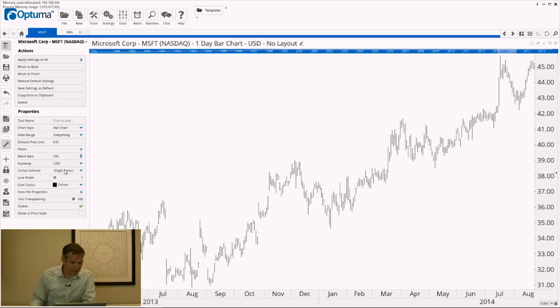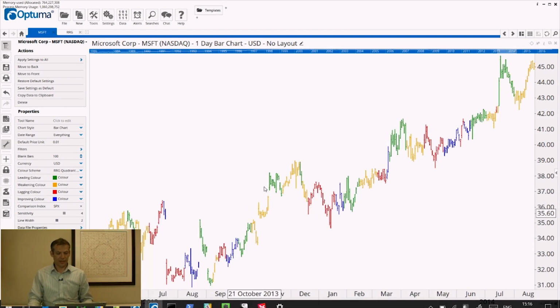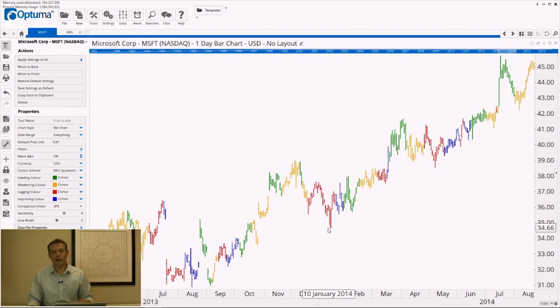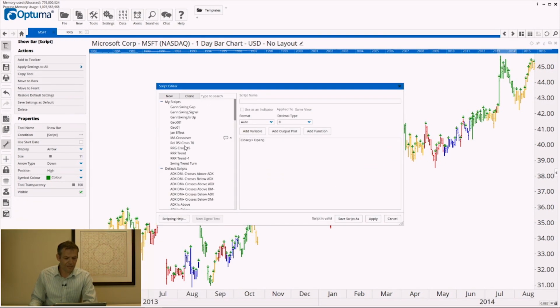So fortunately, now let me just do it this way. I just want to change the colors of this chart to be the quadrant bars. Let's just make those lines a little bit wider. So now this has given me a representation of where this stock would sit on the RRG. So it just helps me as I'm doing this. So again, I'm going to go to our show bar. I'm going to come in here. I've already got this one set up.